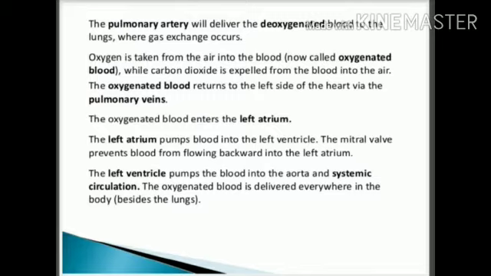The oxygenated blood returns to the left side of the heart via the pulmonary veins. The oxygenated blood enters the left atrium. The left atrium pumps blood into the left ventricle. The mitral valve prevents blood from flowing backward into the left atrium. The left ventricle pumps the blood into the aorta and systemic circulation. The oxygenated blood is delivered everywhere in the body besides the lungs.